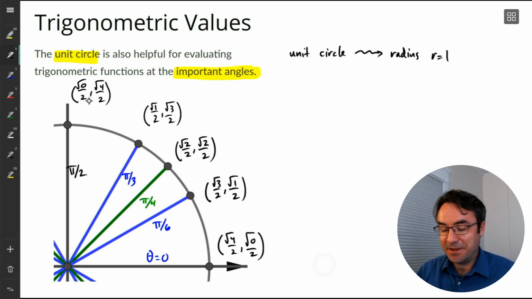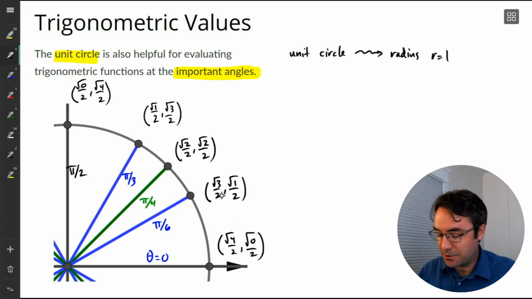So kind of silly, might seem weird to write these unsimplified. Square root 0, that's just 0. Square root 4, that's just 2. 2 divided by 2 is 1. But I think writing it like this, you can kind of see it helps remember the value for these points, and then ultimately the value for sine and cosine.